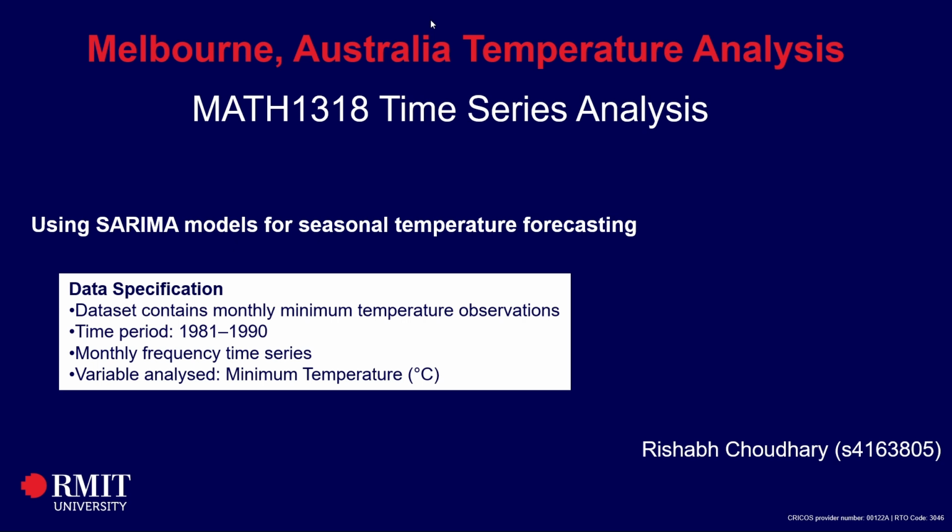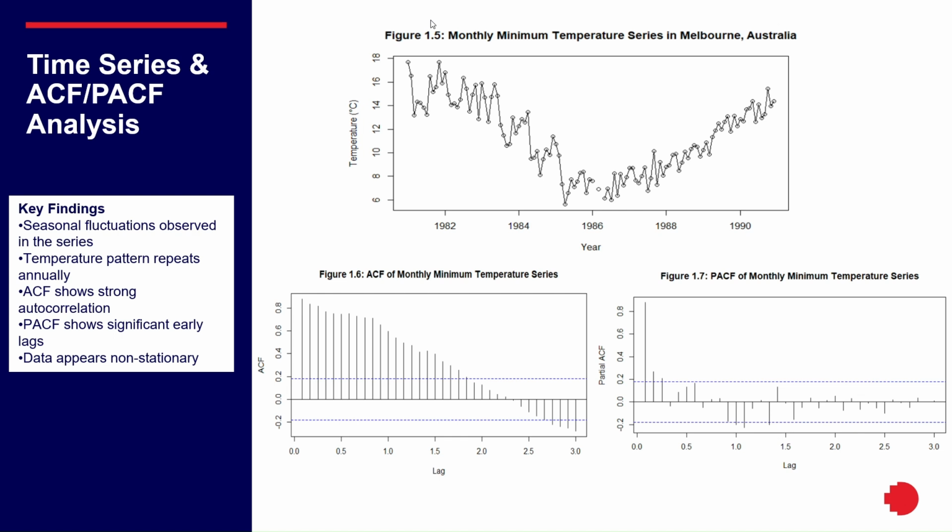produce a short-term forecast. This slide shows the original time series plot, ACF plot, and PACF plot. The time series plot shows a clear movement over time with repeated seasonal fluctuations. The temperature pattern appears to repeat annually.